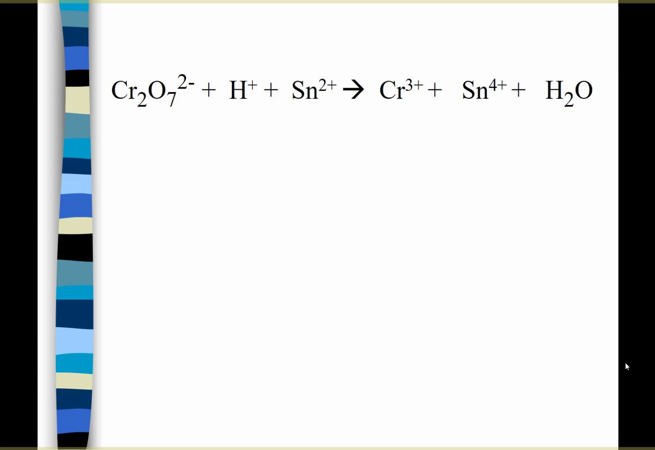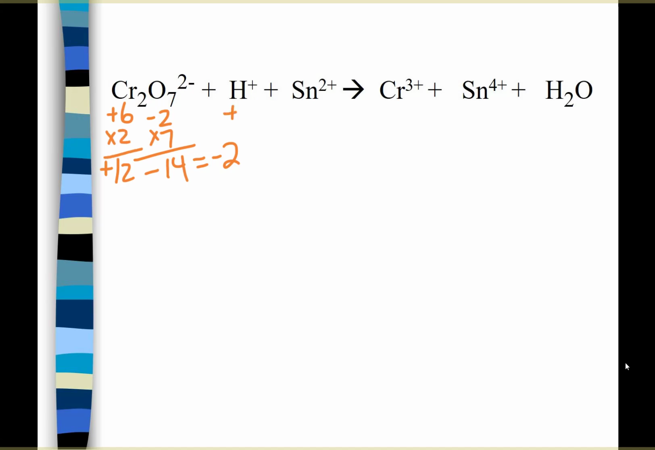So again, go through, follow the steps, the rules for assigning those oxidation numbers. So quickly, I'm going to assign my oxidation numbers. Oxygen's a -2. I have 7 of them for a total of -14. That means my chromiums, well, it has to all equal a -2. So that means my chromiums have to be a +12. So each one of them is a +6.